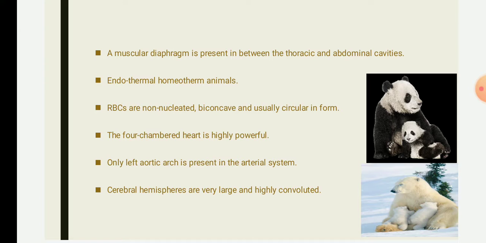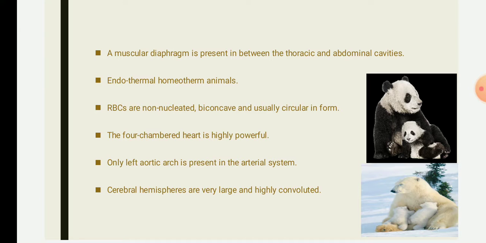The four-chambered heart is highly powerful in mammals, with only a left aortic arch present. The heart is four-chambered and completely divided. A four-chambered heart is found in a mammal, and they have only the left aortic arch. The renal portal system is absent in this.